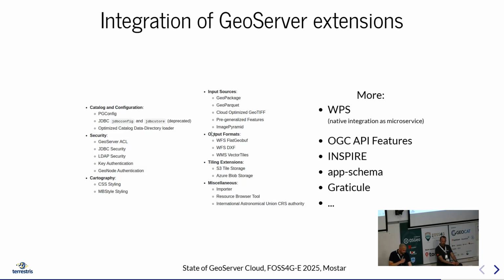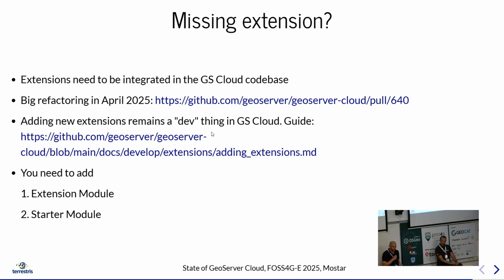But as we have a distributed environment, things are different. So if you have a missing extension, you still need some dev effort. There was a big refactoring in April. It's not that hard, but of course you still need some knowledge. It's not so easy as it was before, where we just dropped a file in the correct location and then started your GeoServer. Now you have to add your extension model, your starter module, which is all happening in the Spring framework context.